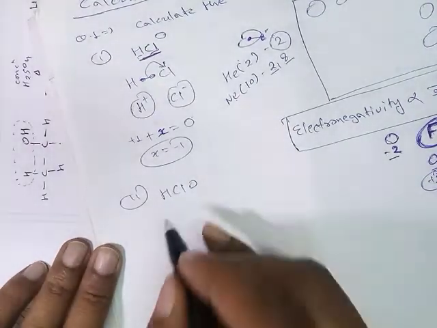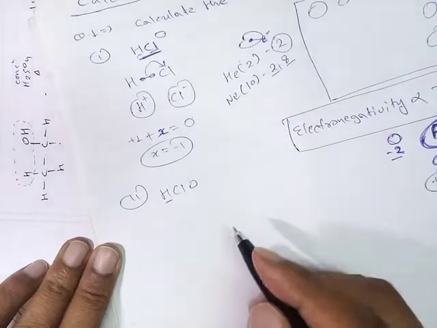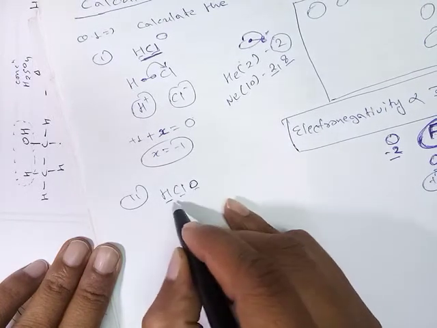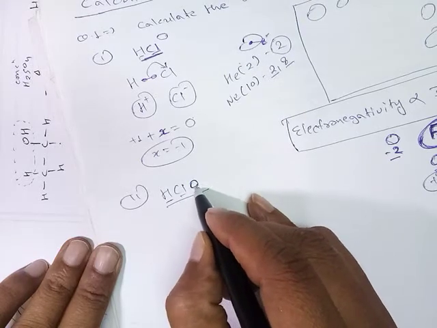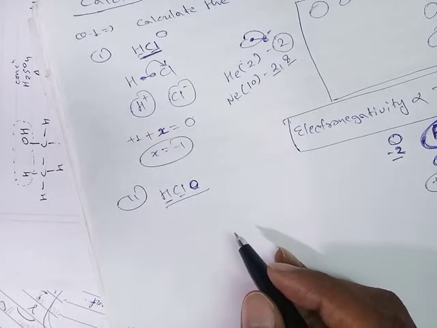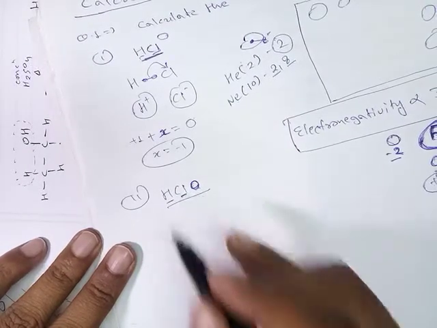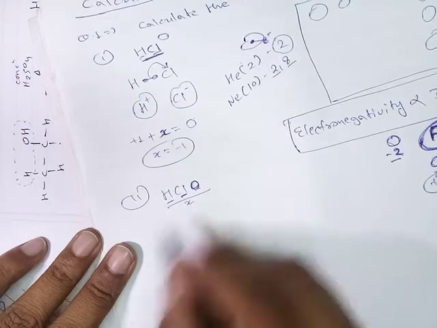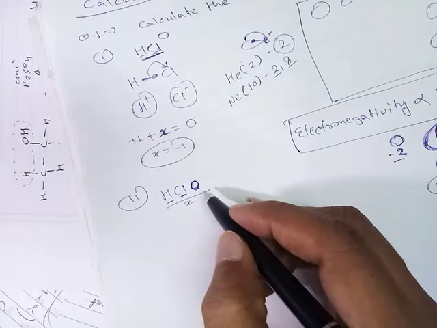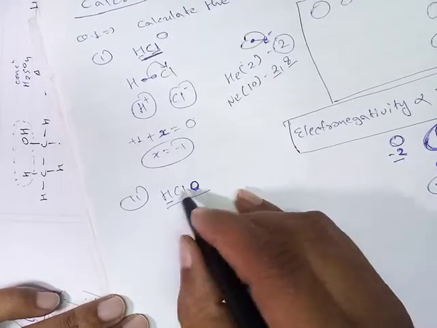The other compound is HClO. Here hydrogen is an electropositive element, which means hydrogen loses one electron, and oxygen is the more electronegative atom in this compound. Therefore oxygen gains 2 electrons, because oxygen requires 2 electrons to complete its octet. We have to find the oxidation number of chlorine here. Suppose the oxidation number of chlorine is X. Oxygen in a compound like this always takes 2 electrons from other species.